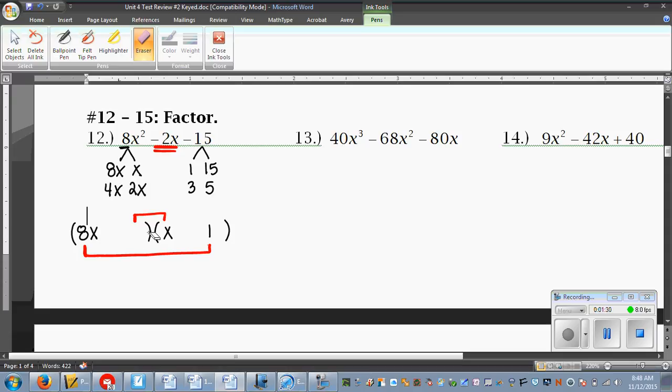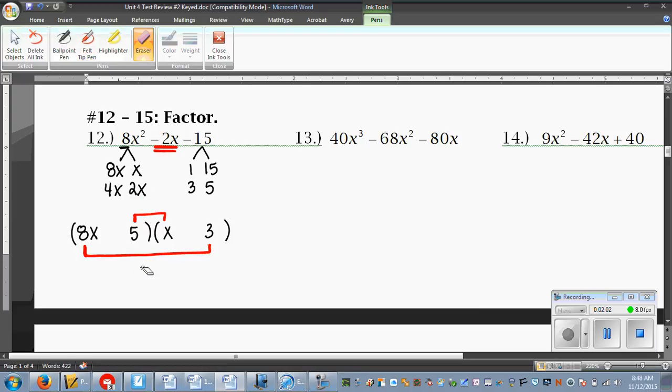So I go back and I say, okay, well, it's not going to be 1 and 15 when I'm using 8x and x. I try 3 and 5. The outside will give me 40x. The inside is 3x, and those will not add to be negative 2x. So I reverse the 3 and the 5. On the outside, I end up with 24x. On the inside, I get 5x. And again, those will not add to be negative 2.